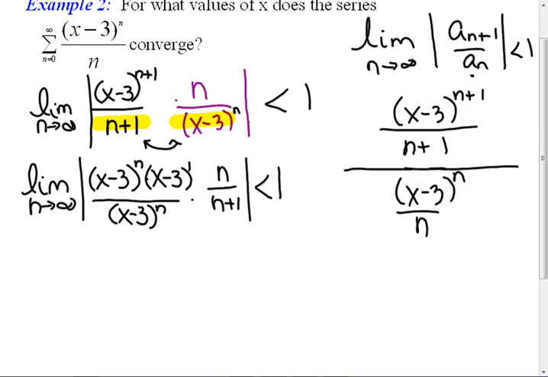Marshall, Bjorn, you have that down now? What cancels? And does the limit affect the x minus 3, or does it really just affect the n over n plus 1?